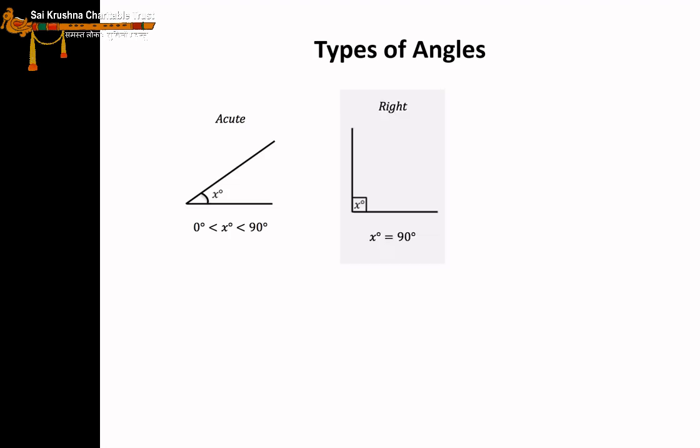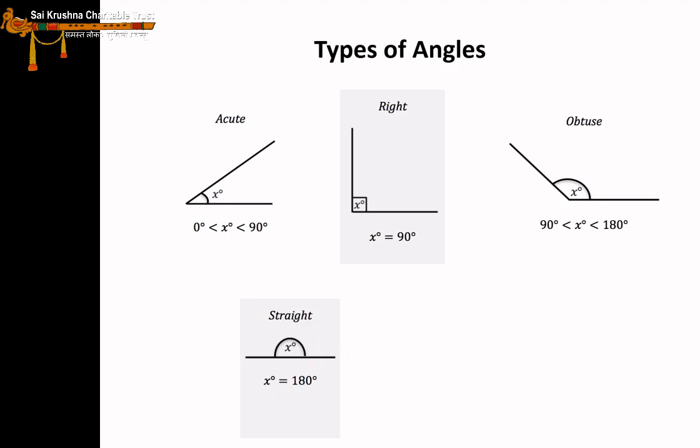Let us now quickly recall the different types of angles. An acute angle is an angle that lies between 0 and 90 degrees. A right angle is an angle which equals 90 degrees. An obtuse angle is an angle that lies between 90 and 180. A straight angle is exactly equal to 180 degrees, and a reflex angle is greater than 180 but less than 360 degrees. All the angles can be classified into one of these 5 different types of angles.